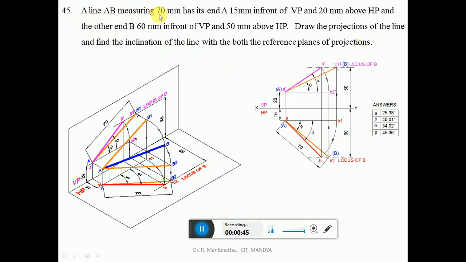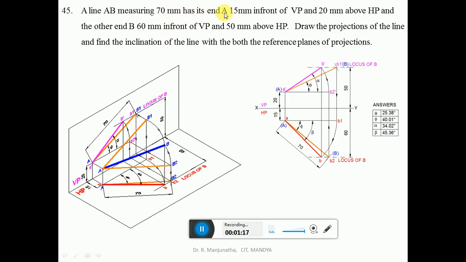So here he has given one end point of the line, A, and also the other end point, B. That means he has given the locuses of both A and B, and he has given the true length. So the true length of the line is naturally going to cut the locus. Once you get that, it is very easy to find the solution. So first we are going to consider it in space.